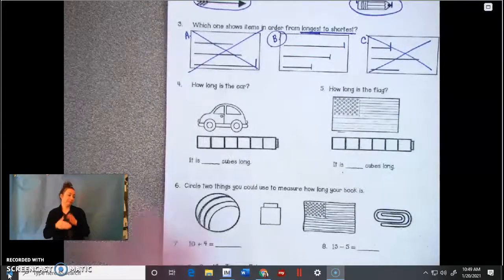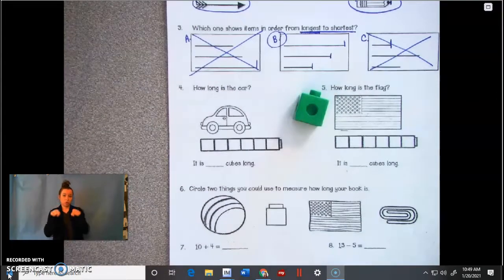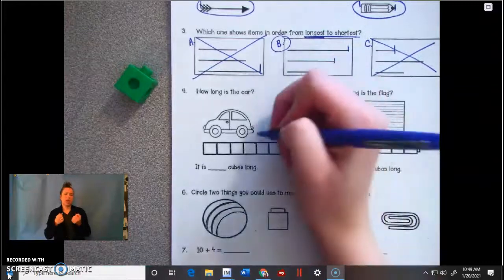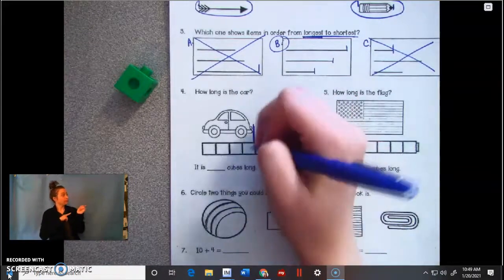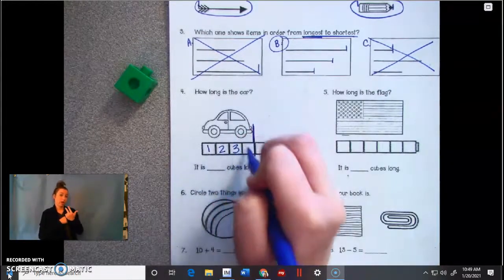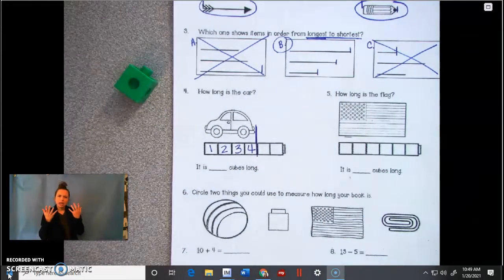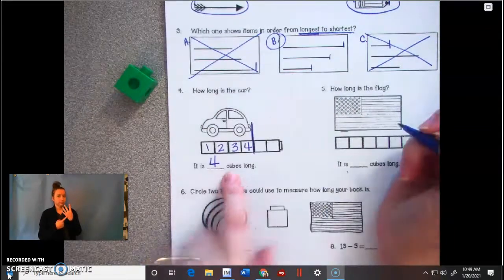All right. For these, we're measuring with cubes, like our Unifix linking cubes. Okay? How long is the car? I'm going to draw my line to where he stops, and then I'm going to count my cubes. Ready? 1, 2, 3, 4. How long is the car? Good. It is 4 cubes long.